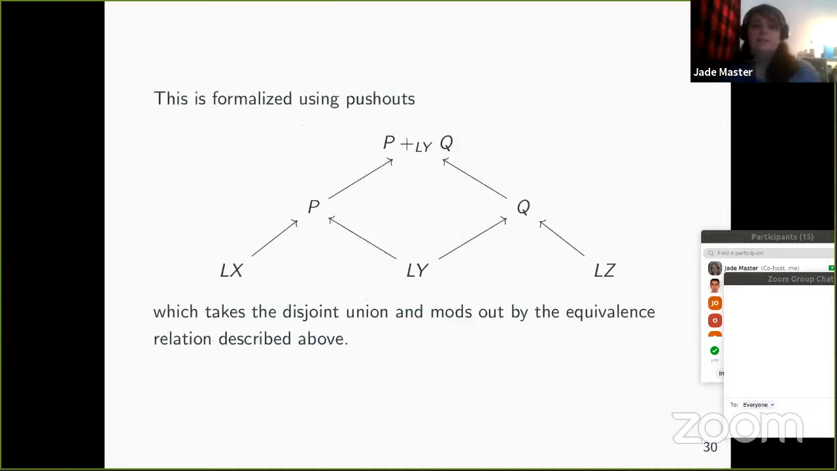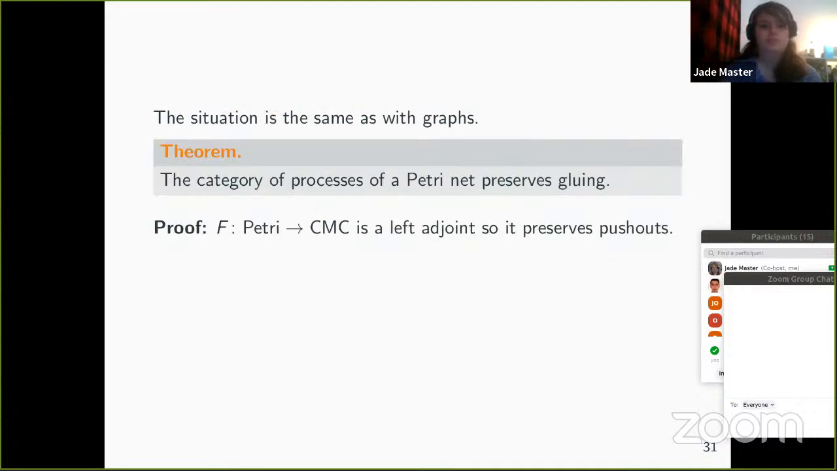And this is formalized by using pushouts, just like before. You stick the 2 cospans representing the open Petri nets next to each other, and then take a pushout over the center to get a glued together Petri net in the middle, which works by disjoint union and modding out by an equivalence relation.